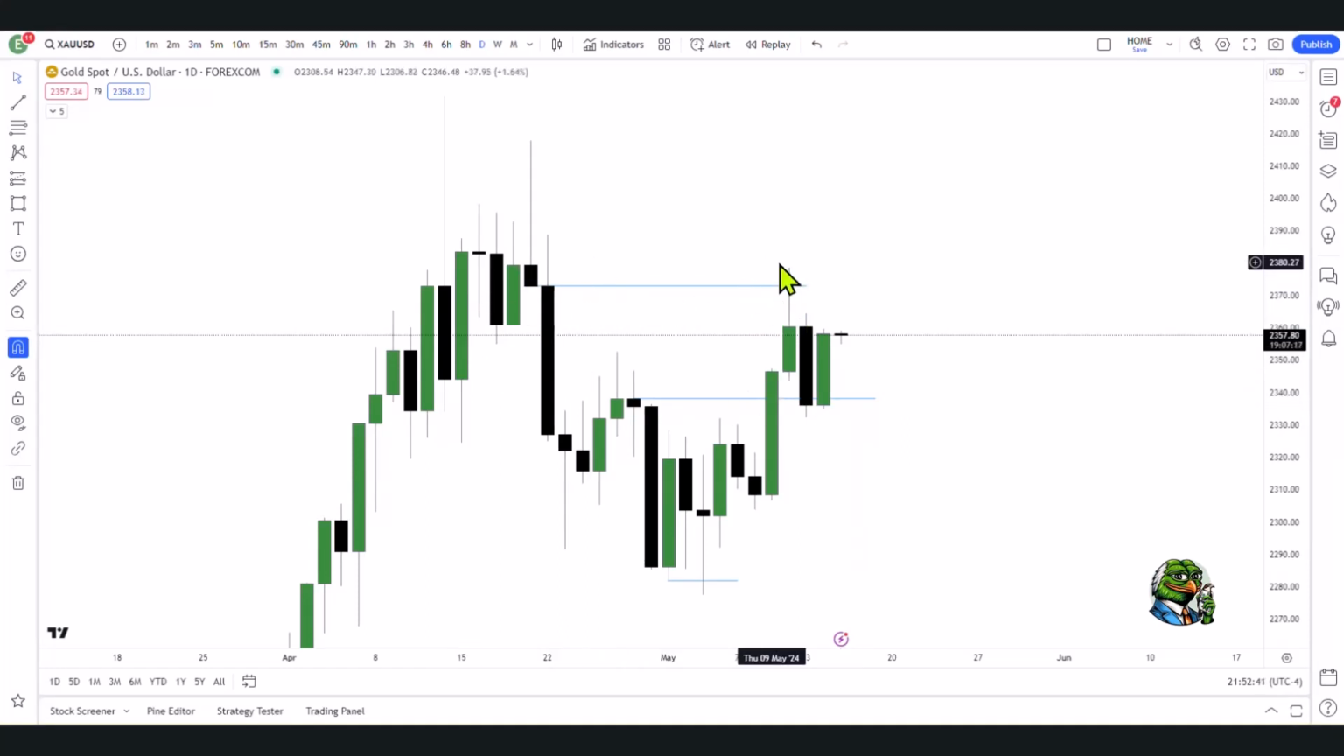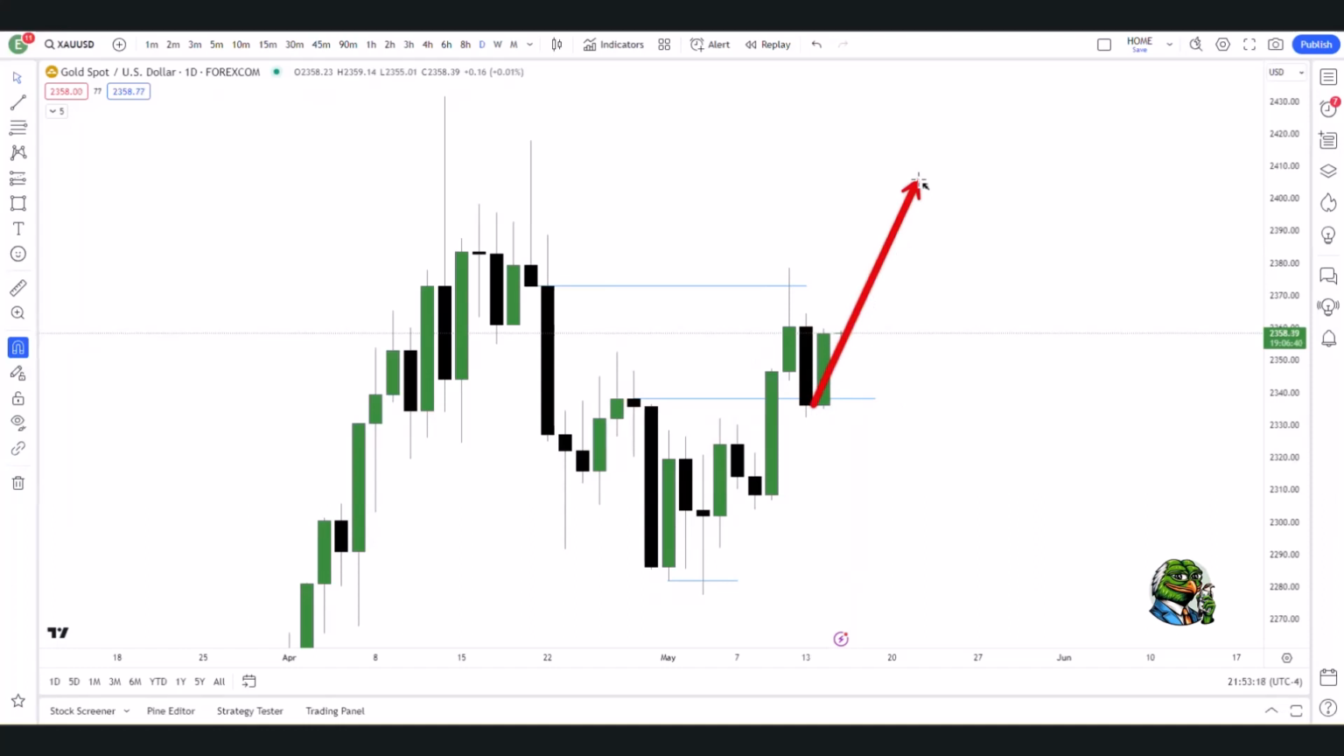Expected reaction there. Move down back to support. What I call support. How I read that as a support, I read that as a pullback. Let's draw an arrow. So I see this pullback into an important price point, and then my expectation is continuation.